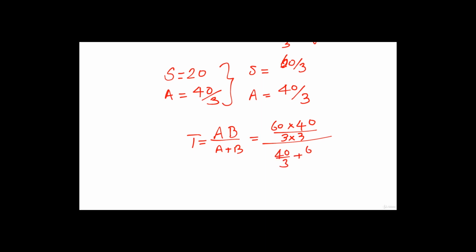Now 40 into 60 is 2400 divided by 9 into 3 by 100. So when you cancel everything, we get 24 by 3, which is 8 days. So if they both work together, they will complete the work in 8 days.